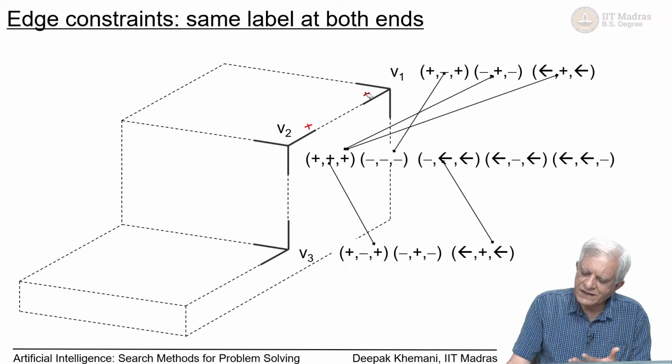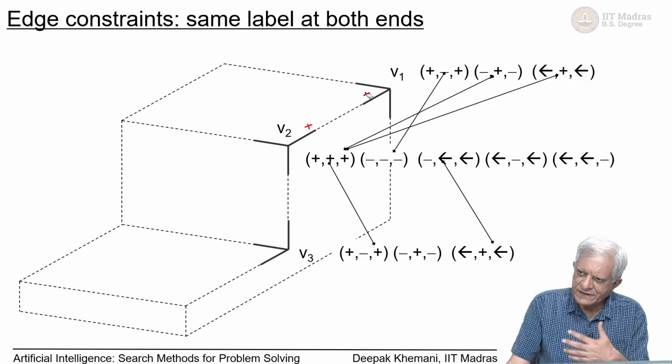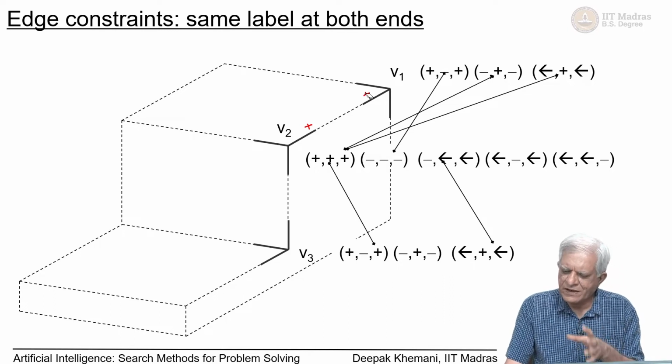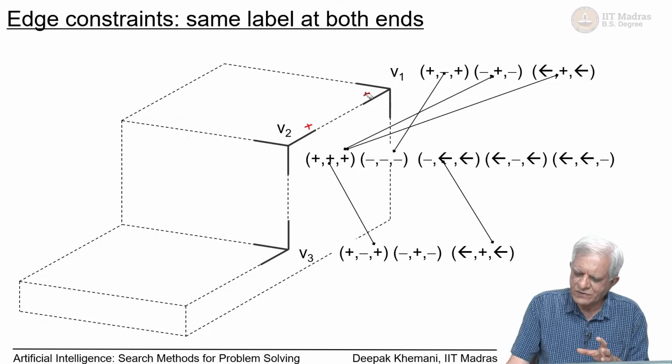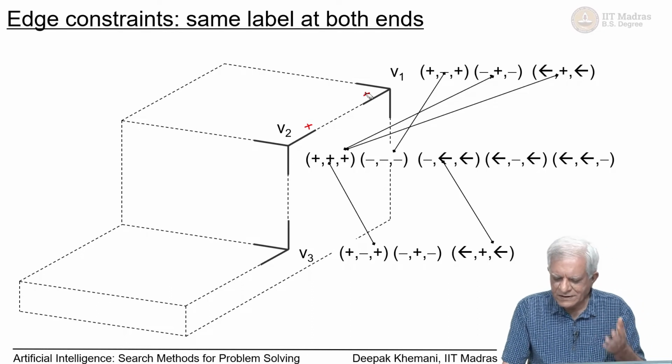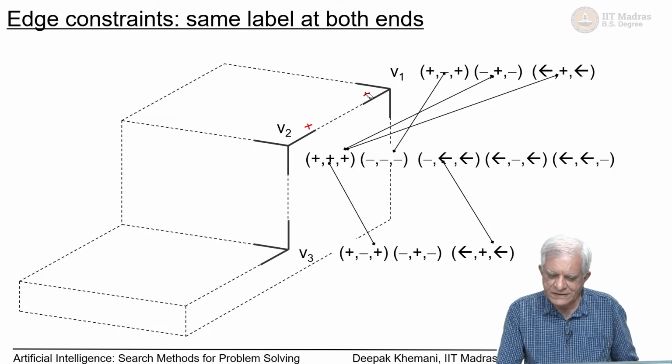And this, you will see, brings us to this idea of propagating these constraints from one vertex to another, so that eventually we will narrow down to the set of labels that we want to use. For every edge we want a label which is either plus or minus or arrow this way or arrow that way, and the task is to search for a consistent set of labels.